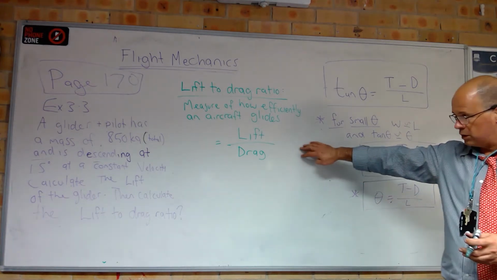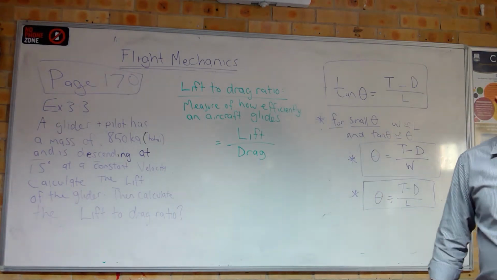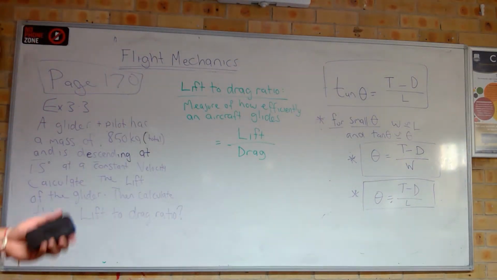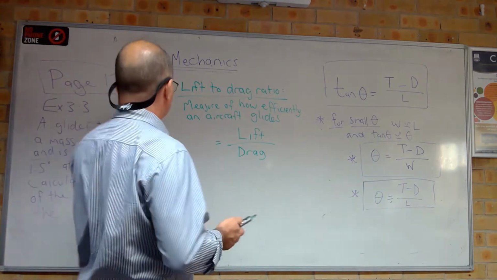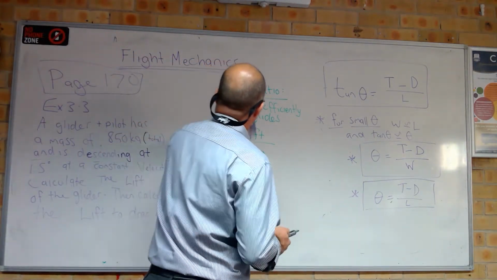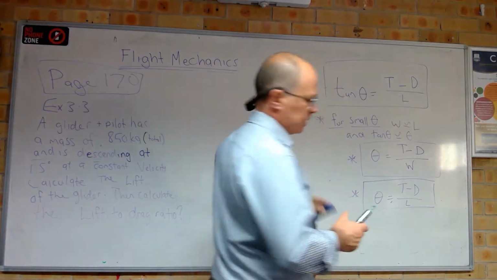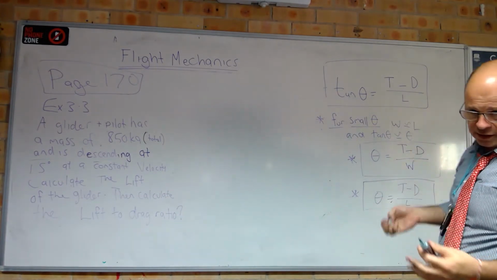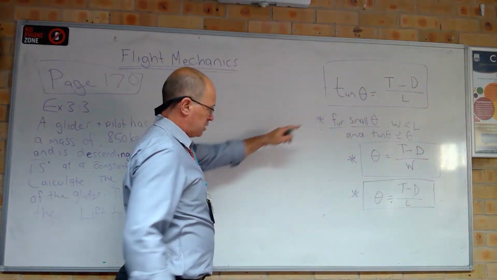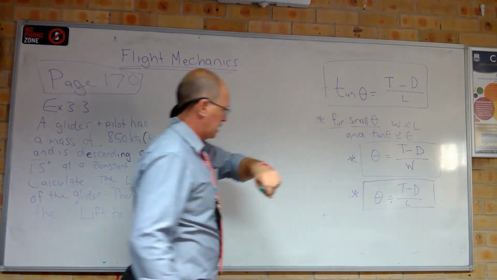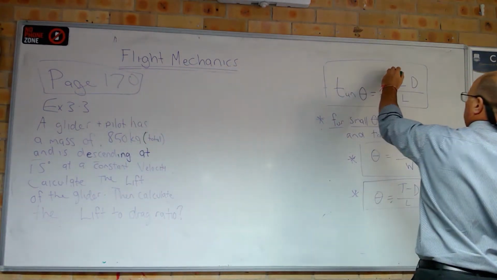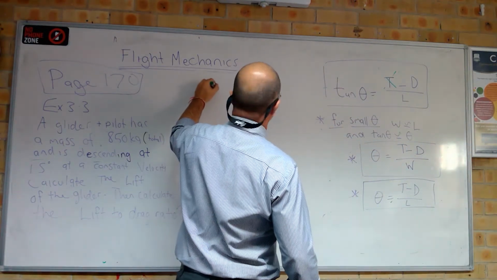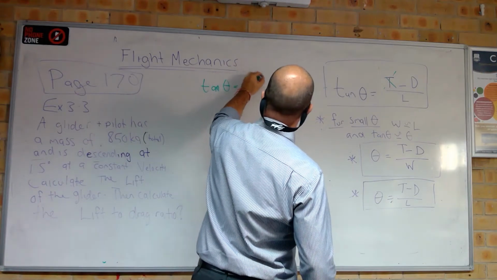Okay, so if you want to pause and just write down what lift to drag ratio is, that might be helpful. Copy that down. And now we're going to talk about how it's related to the angle of ascent or descent. Okay, so talking about gliding, we can just get rid of the notion of thrust, because we're talking about a gliding situation. And we're going to relate it to this angle, theta. If we get rid of our thrust, we end up with tan theta is equal to minus D on L.